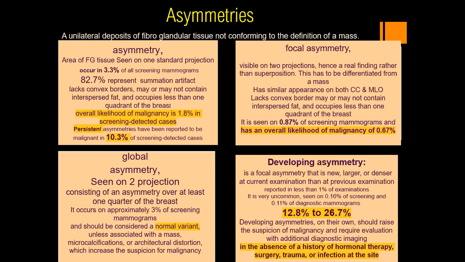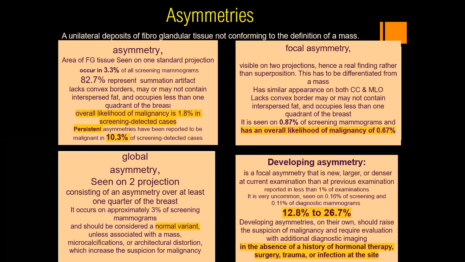For global asymmetry, usually it is a normal variant, BI-RADS 2 in general. But if it is palpable or associated with additional findings like distortions or suspicious calcification, it can be upgraded to 4 or even 5.